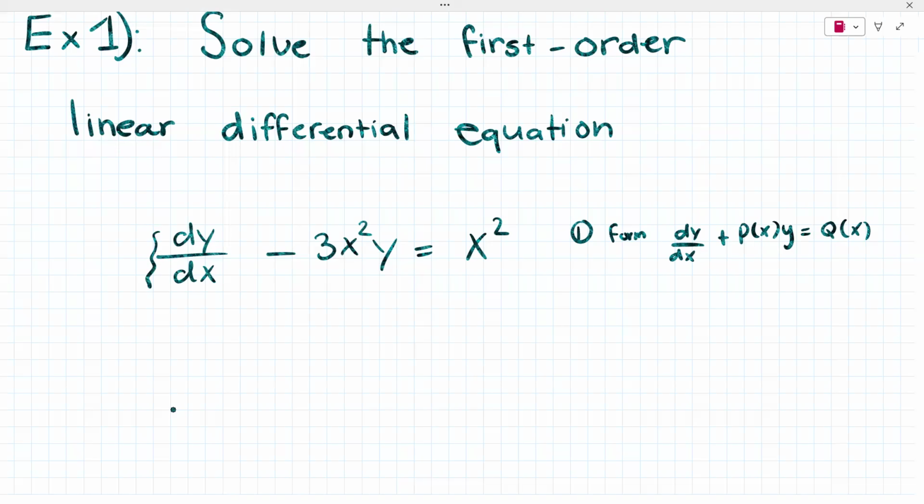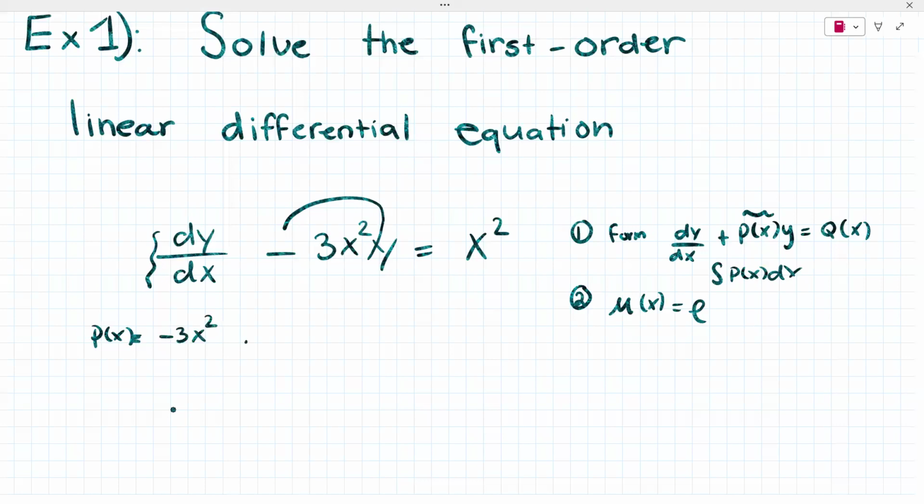So then the second step is find your mu. But before we do that, we have to find out what our p(x) and our q(x) are. So what is our p(x)? Our p(x) is basically this whole thing. So my p(x) is going to be negative 3x squared, and my q(x) is going to be just x squared.